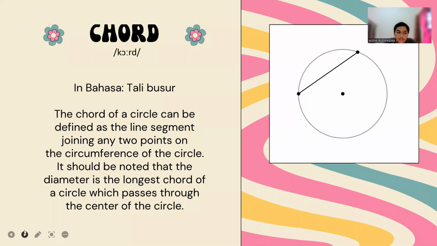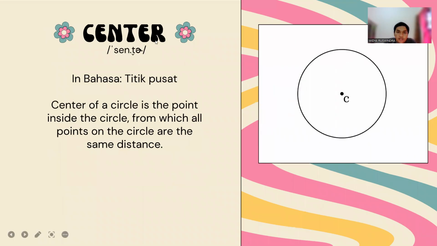Next we have center. The center is titik pusat. The center of a circle is the point inside the circle from which all points on the circle are the same distance. I'm sorry, this is an illustration for the circle.